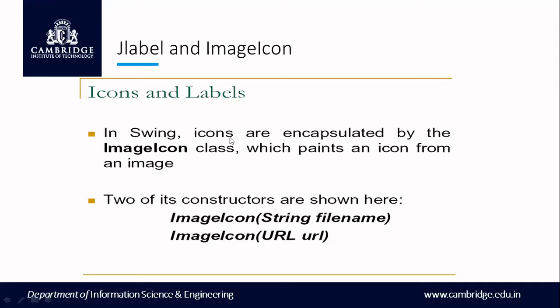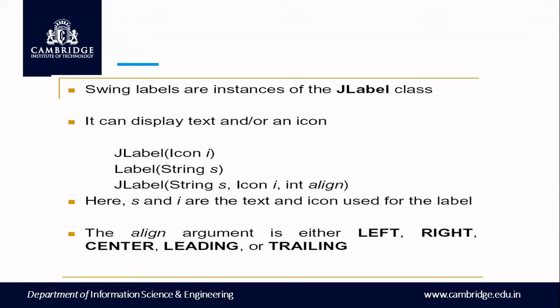In Swing, icons are encapsulated by the ImageIcon class. Inside this class, all the icons are present, which paints an icon from the image. So if you want to transfer the image into the container, you have to call this ImageIcon class. Now this ImageIcon class has two constructors. The first constructor is ImageIcon(String filename). That means the icon is present inside that file. Fetch the icon and display it on the container. The second is ImageIcon(URL). If you want to fetch the image from a particular URL, you can specify the URL. The particular image will be fetched and displayed on your container.